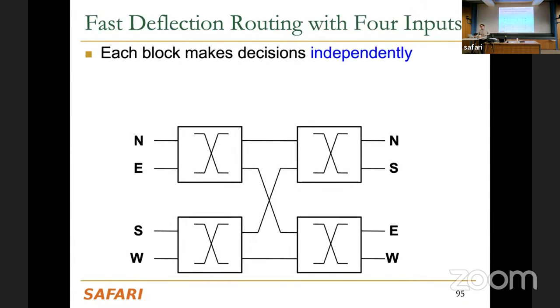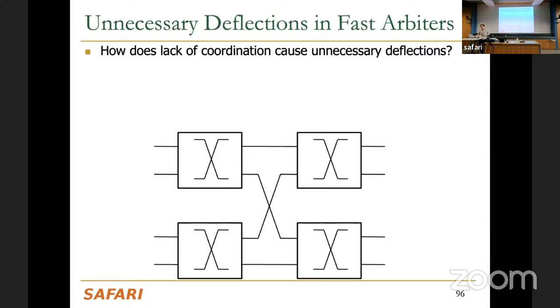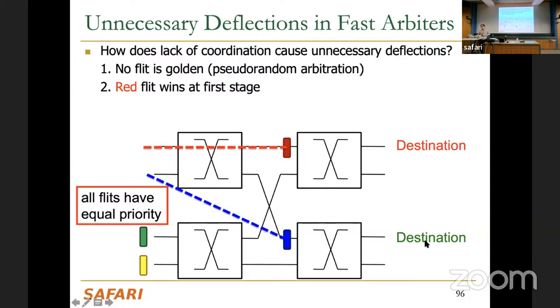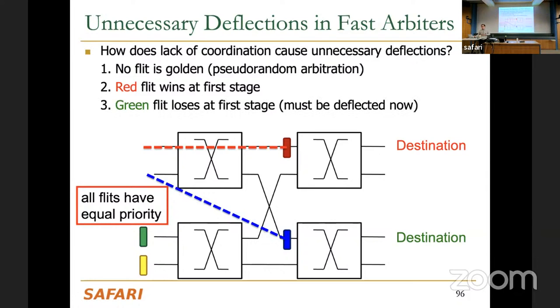So we've already said that lack of coordination causes unnecessary deflections. Let's assume that no flit is golden. The red flit wins at the first stage. You can see that the red flit is supposed to go to this destination and the green flit is supposed to go to this destination. And the blue one goes over there. The green flit loses at the first stage, which means that it's already deflected. You know that by the decision of the first stage. But it could not have lost if you had something else, right? It randomly lost to the yellow flit, which doesn't have an output port over here.